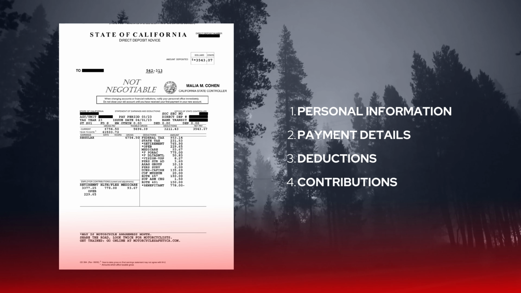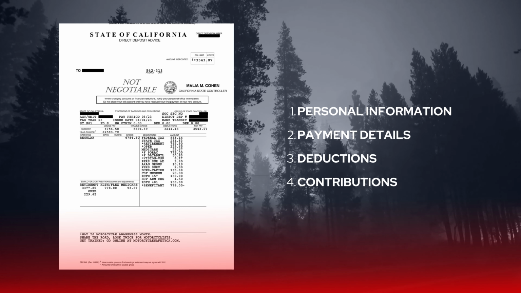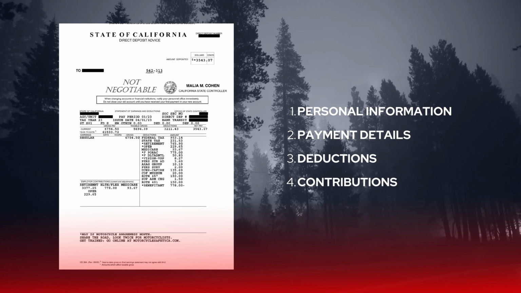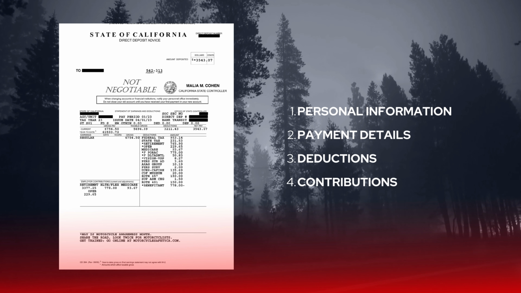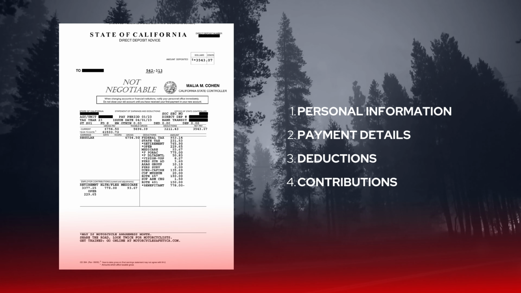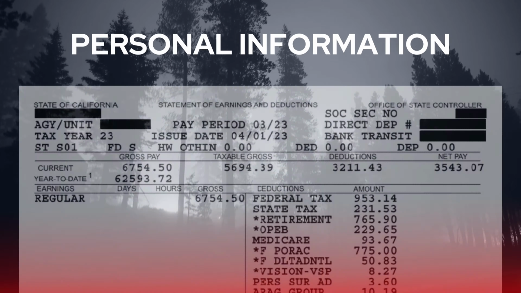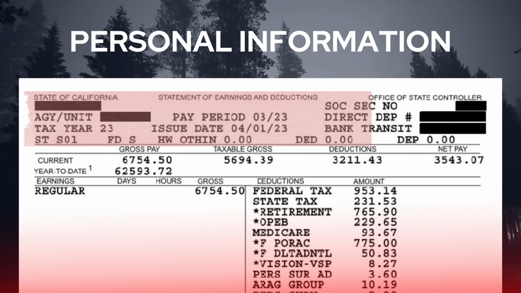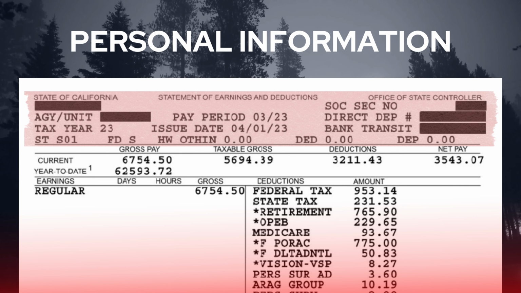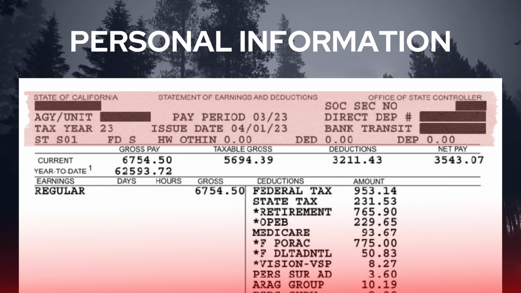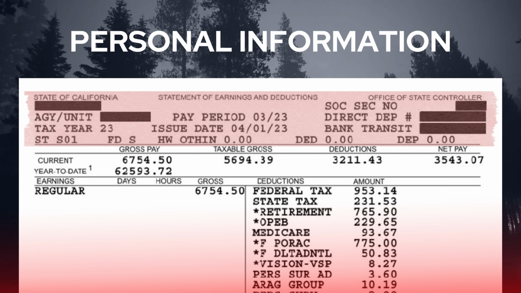Bargaining Unit 8 employees are paid once a month and receive 13 overtime paychecks a year. You can learn more about your overtime pay stub from the Overtime Pay Stub video. Let's begin with personal information. Here you'll find your ID number, pay period, direct deposit number, and other dates regarding the deposit.